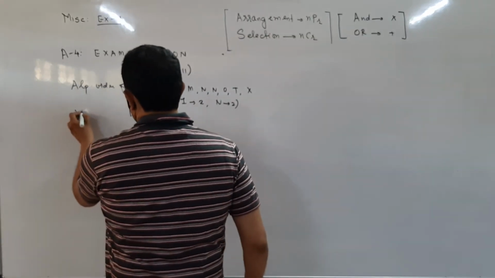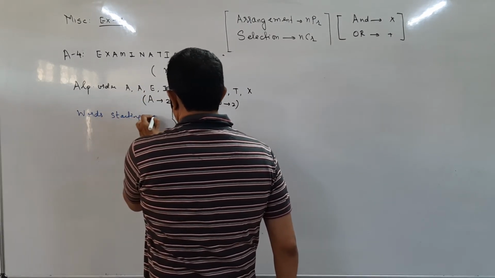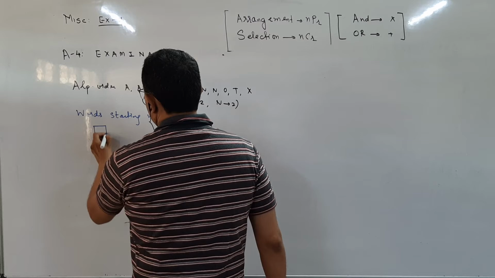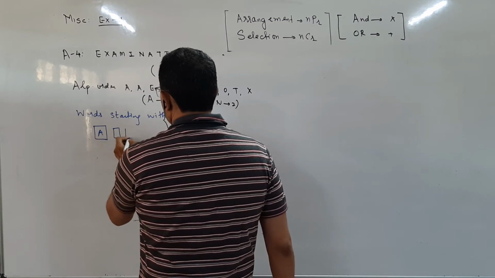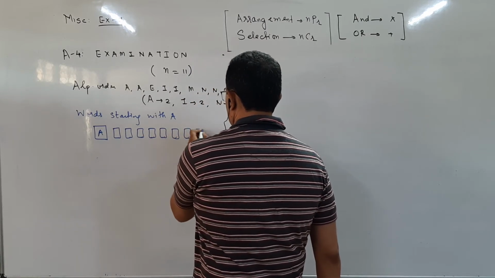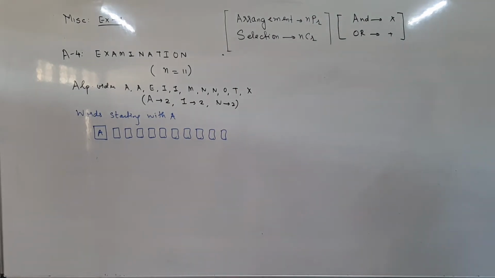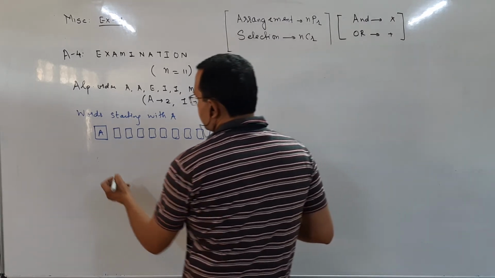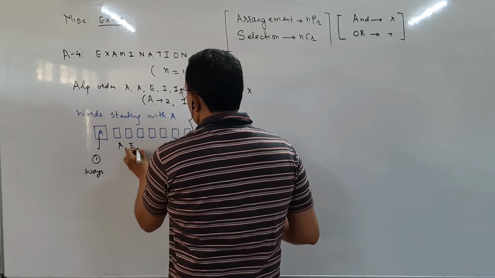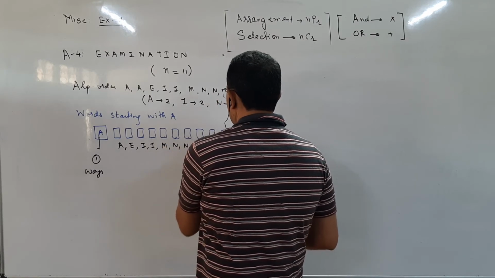So words starting with A. So A is fixed and the remaining ten. If I remove one A, then the remaining are 10. So this is fixed. A can be arranged in only one way. Now what remains? A, E, I, N, O, T, X. These are 10.